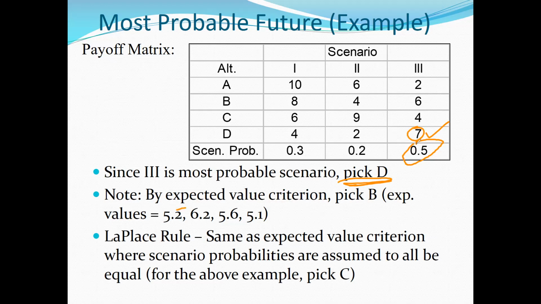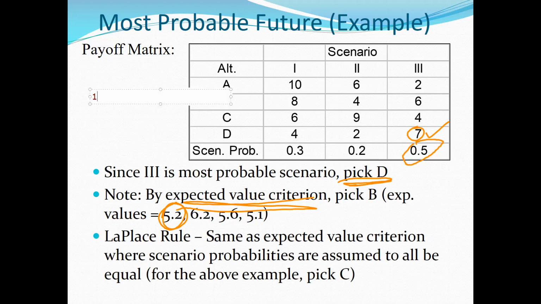Now, expected value. This is an interesting one because it requires some calculations, but the calculations are fairly simple. For each alternative, you take their payoff and weight them, applying the weights according to the scenario probability. So I'm going to show you how we come up with 5.2.